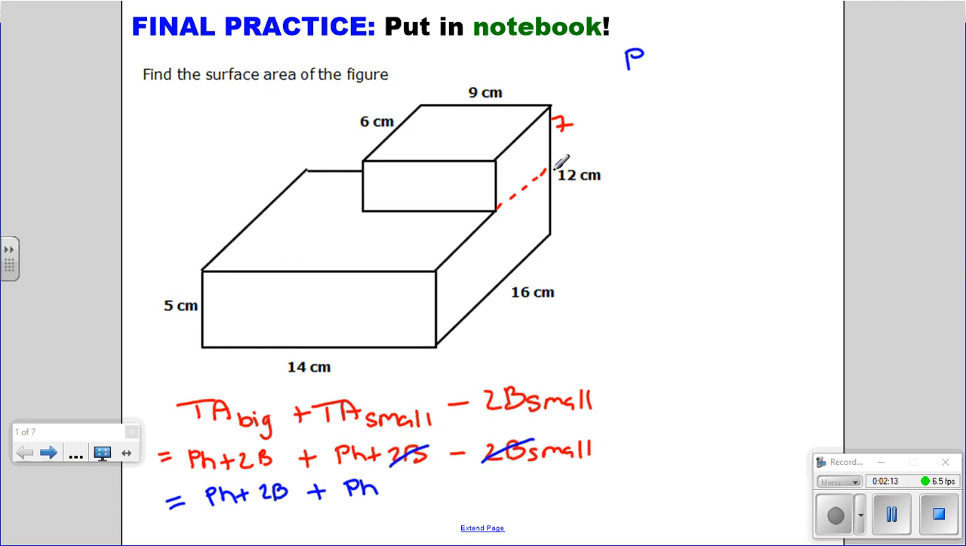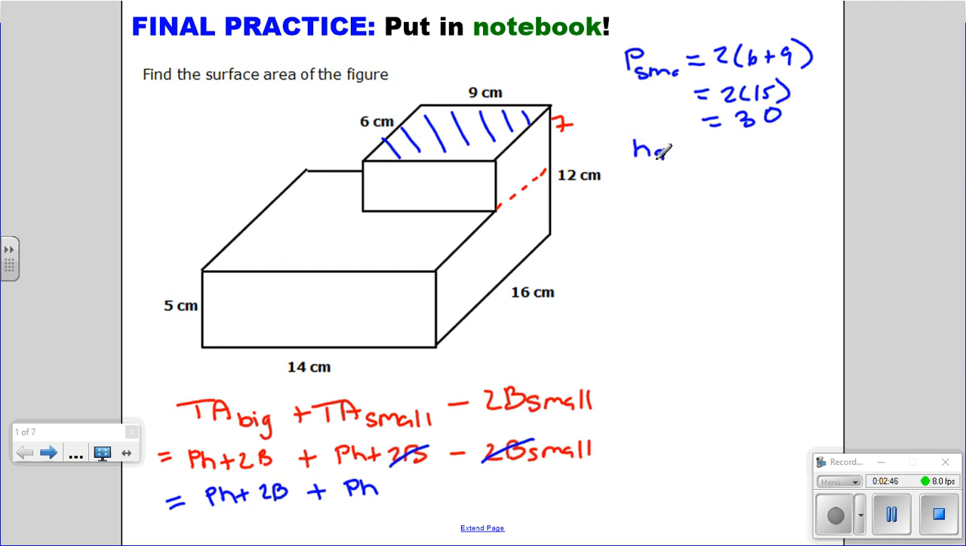So the perimeter for the small, we're going to use this as our base because it's what's on the bottom or in between the two figures. So to find the perimeter, it's 2 times length plus width. So 2 times 6 plus 9, which is 2 times 15, which is 30. That makes the height of our small 7.